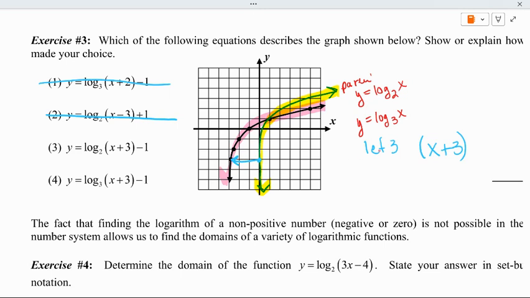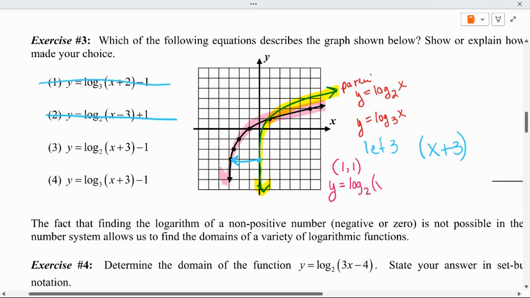So after you figure out the shift, choose a point. Let's try the ordered pair (1, 1), and you're just going to plug it in. So if y equals log base 2 of (x plus 3) minus 1, and I use the ordered pair (1, 1), that means I'm replacing x and y with a 1. Tell me if this is true. Is 1 equal to the log base 2 of (1 plus 3) minus 1? I don't know where my minus 1 went here.